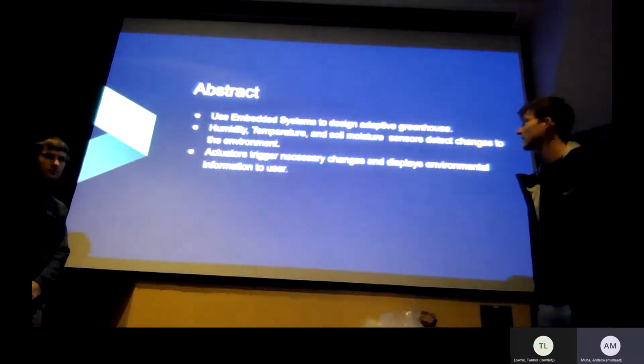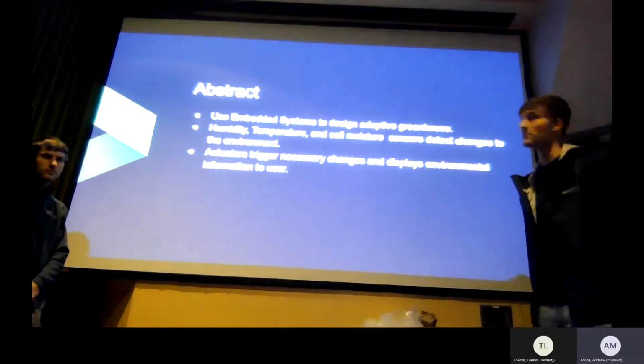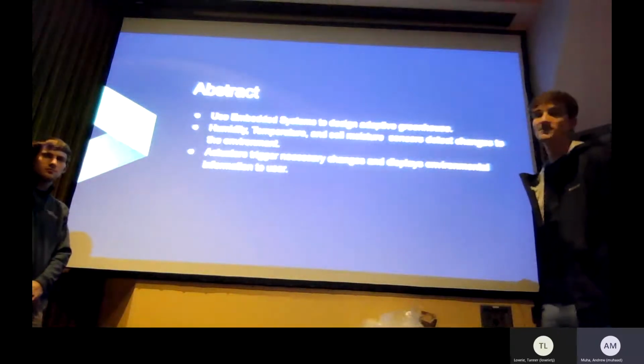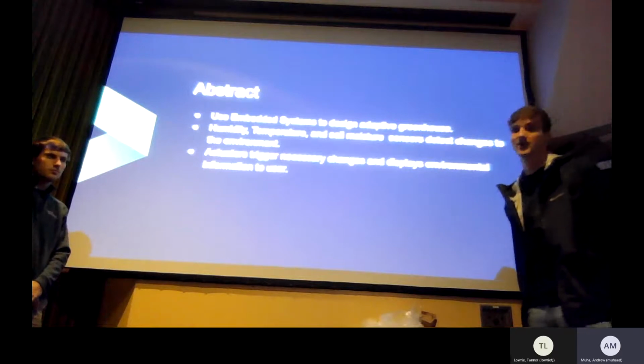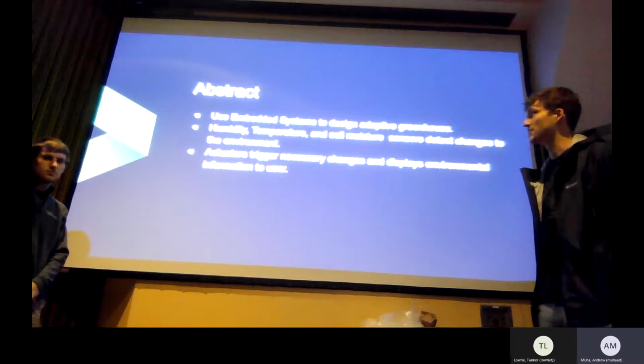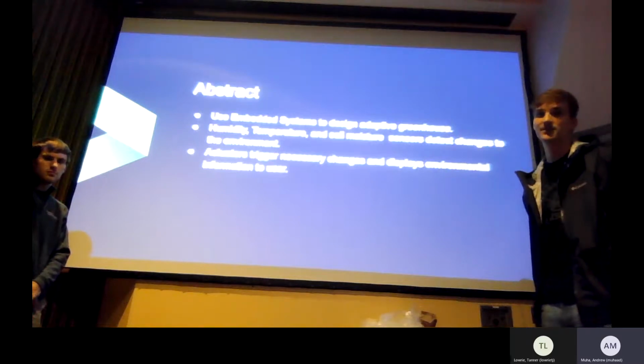First off, on the abstract, we want to use an embedded system to design an adaptive greenhouse. We want to monitor humidity, temperature, and the soil moisture, and use these sensors to detect the environmental changes within our greenhouse. They will actuate triggers and display necessary information to the user through an LCD screen.